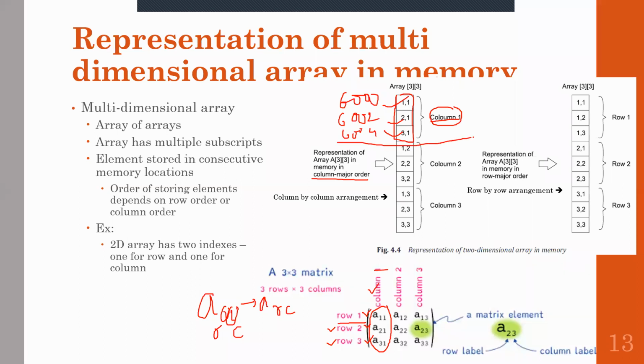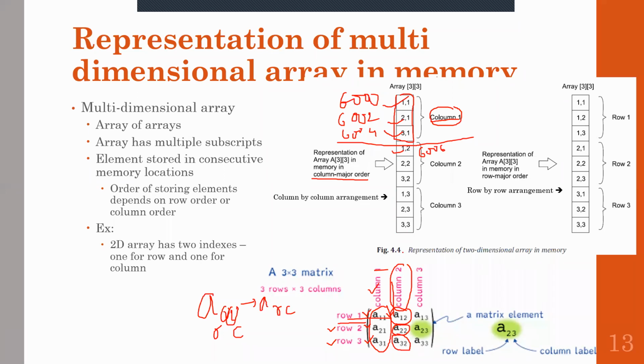So this will be the column 1 elements, and the address of the next element will be 6006. So what is the element which will be stored over here? In this, we come to column 2. In this column 2, the first element is the one present in row 1 and column 2. So row 1, column 2, that element will be stored here. Next, the row 2, column 2 element will be stored. Row 3, column 2 elements will be stored.